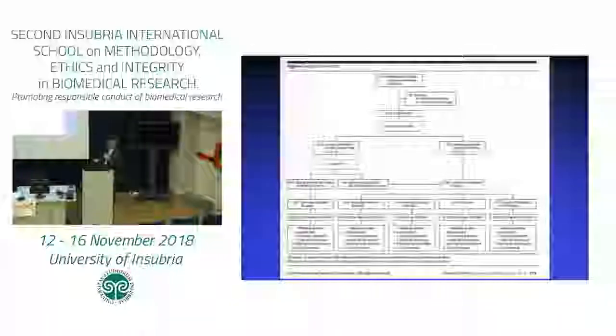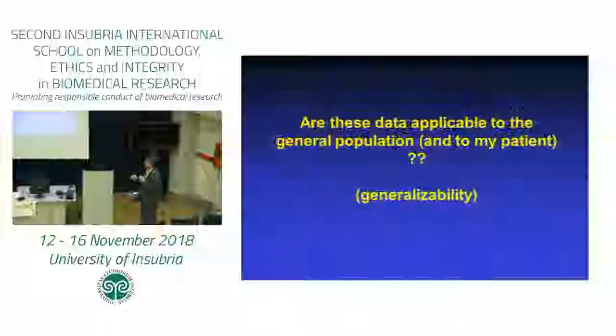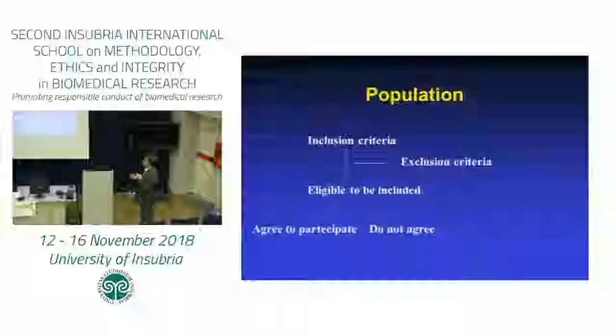How many excluded? If you have inclusion criteria and thousands of patients potentially eligible, and half of the patients are excluded, do you think it's a good study or not? It could be a good study. But there is a limitation in applying this data to the general population, because half of the general population has been excluded. It does not mean it's a bad study, but probably there are too strict inclusion and exclusion criteria to be applicable to all the patients I see every day.